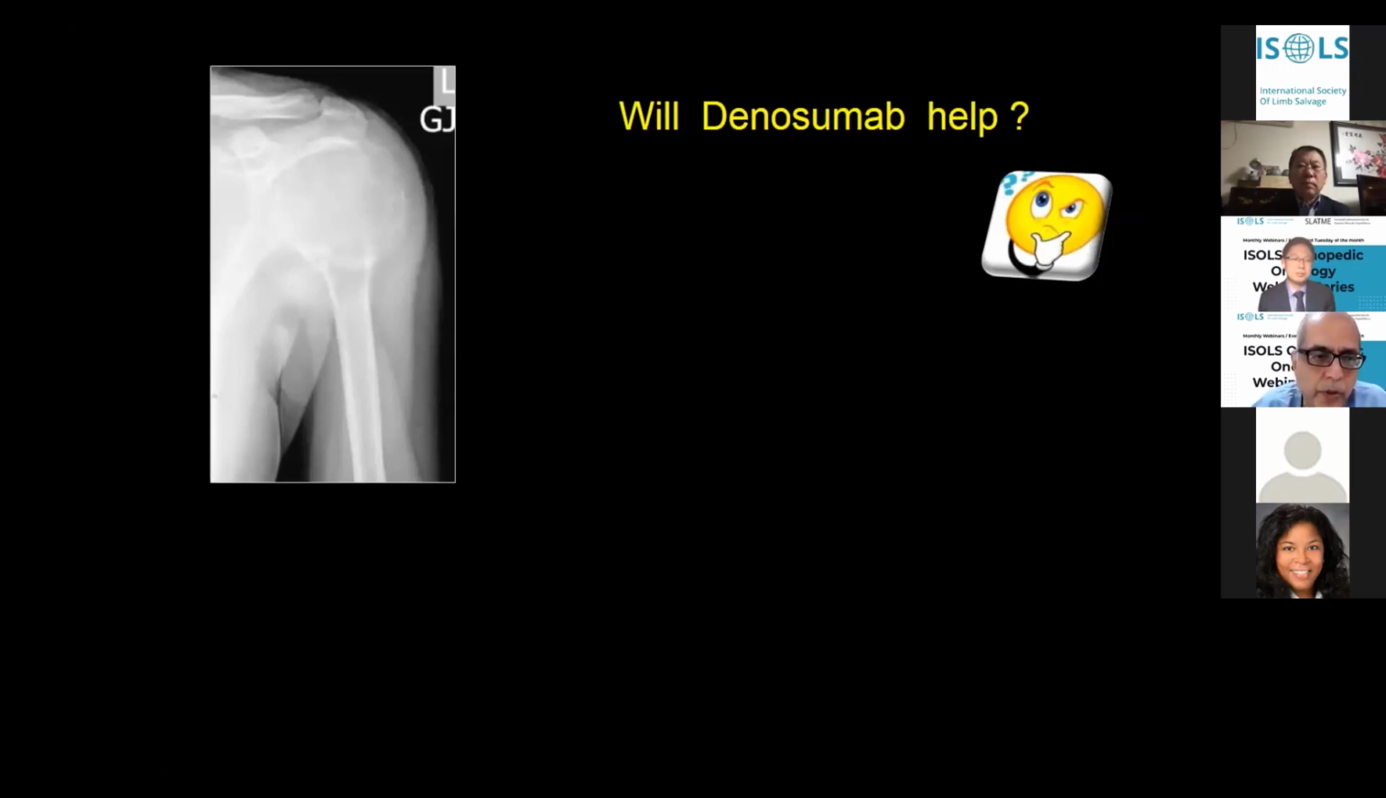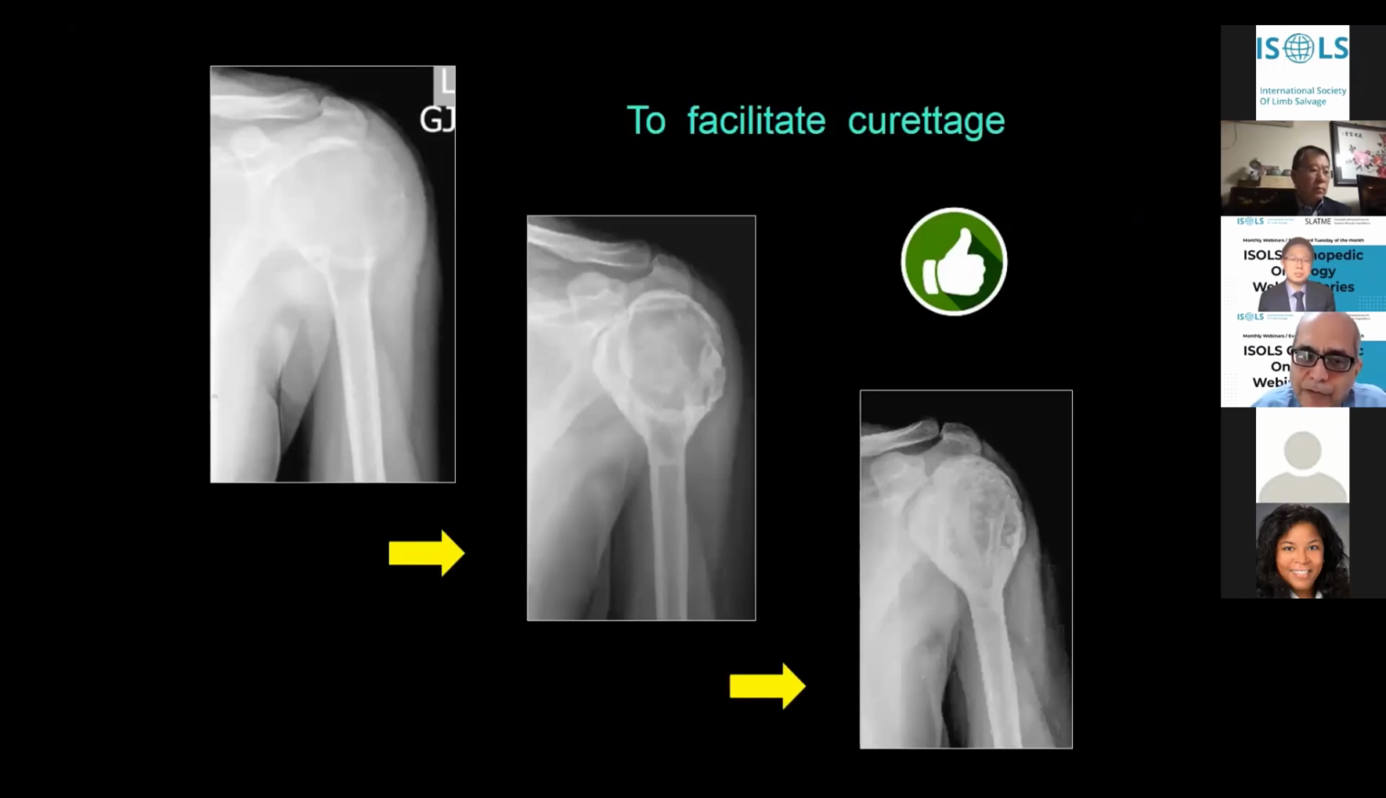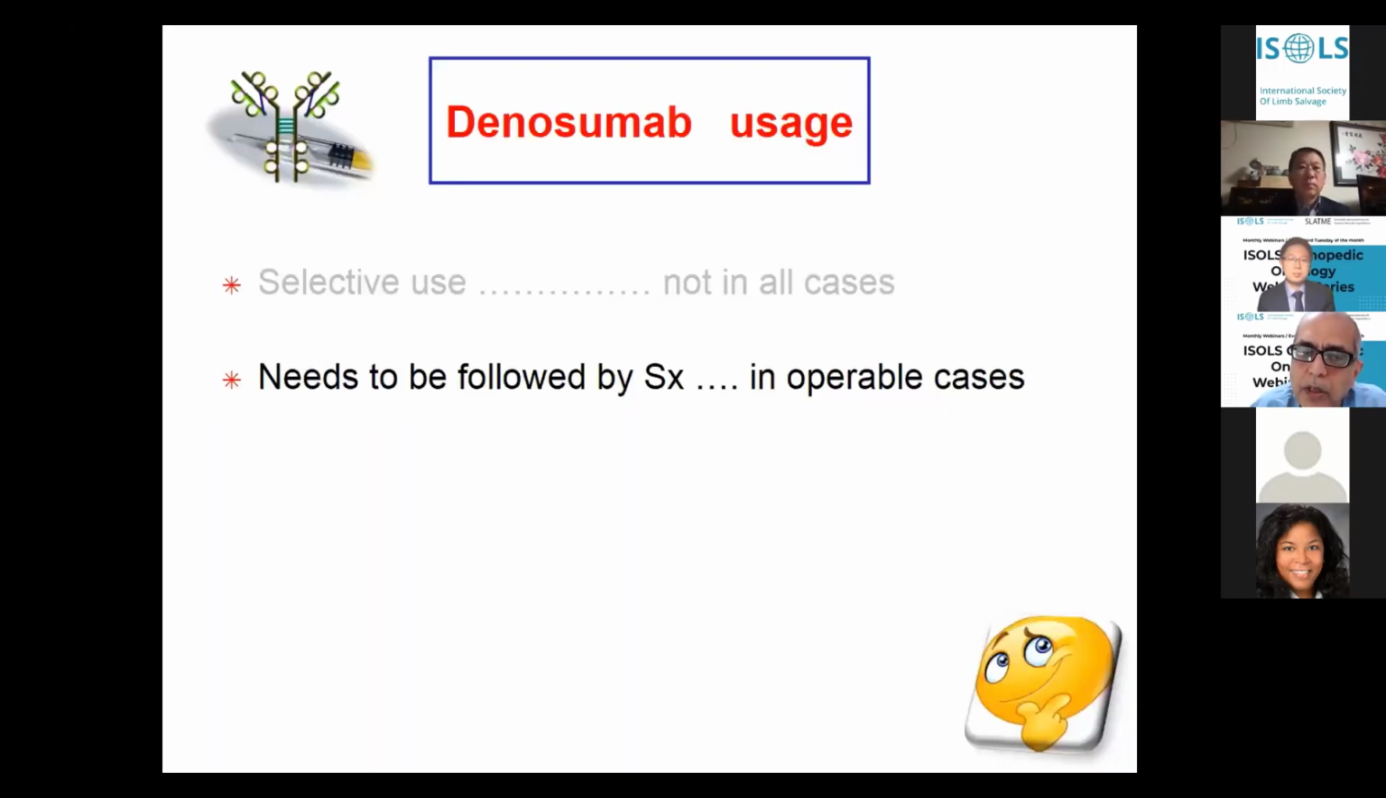Some may say that we could curette this without denosumab. Some may say go ahead and do a resection. And some would say that possibly we would give denosumab so that we have a scaffold against which we could curette better and save the proximal humerus for better function. As Casey has shown, denosumab needs to be followed by surgery. Denosumab is not an alternative to surgery.